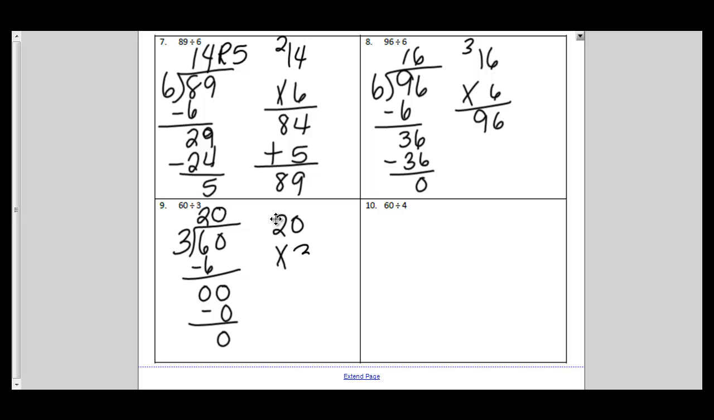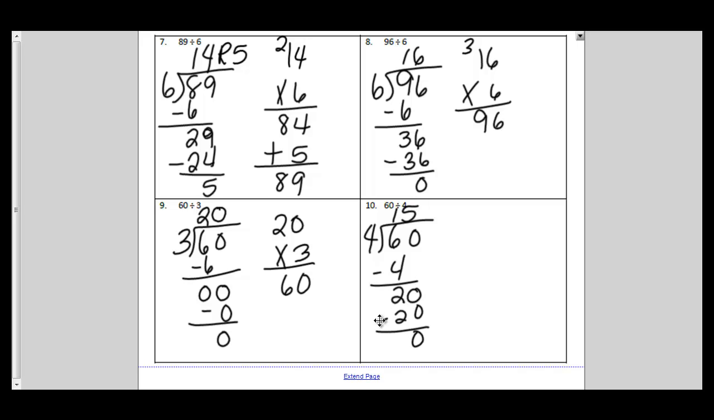20 times 3, 60. 60 divided by 4. 6 divided by 4 is 1. 1 times 4 is 4. That leaves 2. So I have 20. 20 divided by 4 is 5. 5 times 4 is 20. That leaves me with a remainder of 0. So let's check. 15 times 4. Carry my 2. Gives me 60.